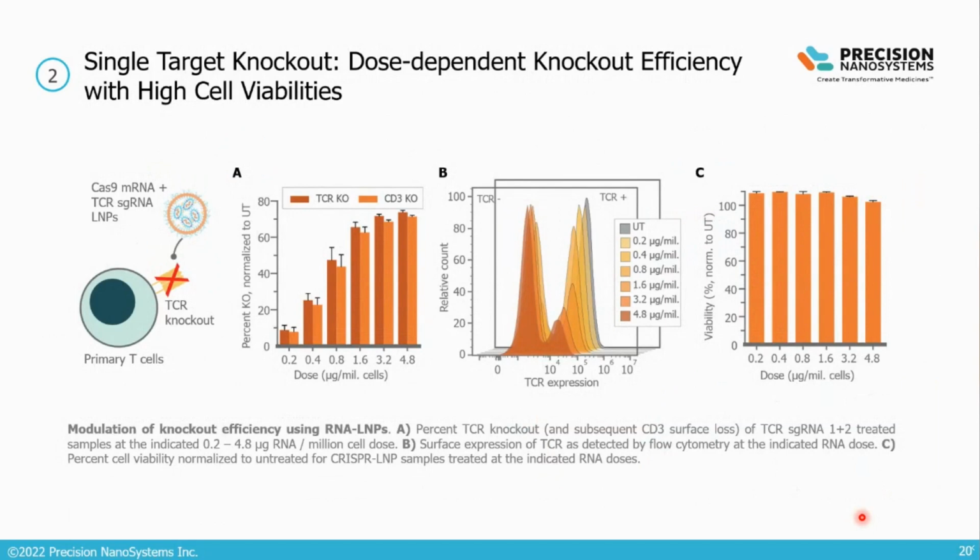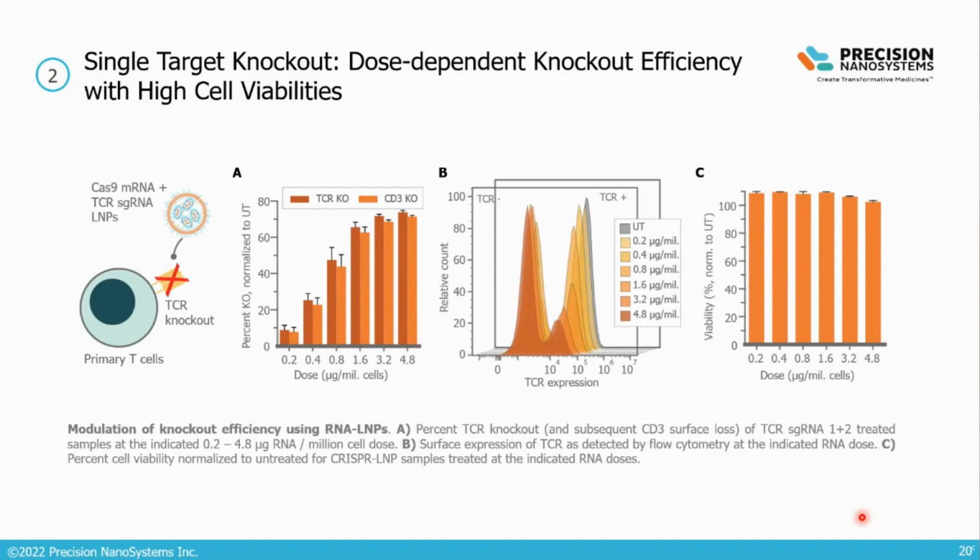Right, and now the exciting data set. Here we're doing a single target knockout using CRISPR-Cas9. We're delivering Cas9 mRNA and TCR-specific guide RNA using the lipid nanoparticles. So we treated the primary T cells on day 4 and then detected about 7 days after.